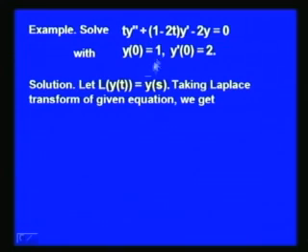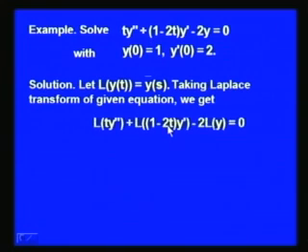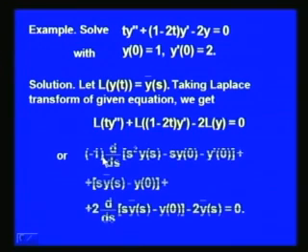When we take the Laplace transform of the given differential equation, we get the Laplace transform of t y double dash plus the Laplace transform of (1 minus 2t) y dash minus 2 times the Laplace transform of y equal to the Laplace transform of 0, which is equal to 0. This follows using the linearity of the operator L. Now the Laplace transform of t y double dash is equal to minus 1 into d over ds of the Laplace transform of y double dash, by the previous theorem.